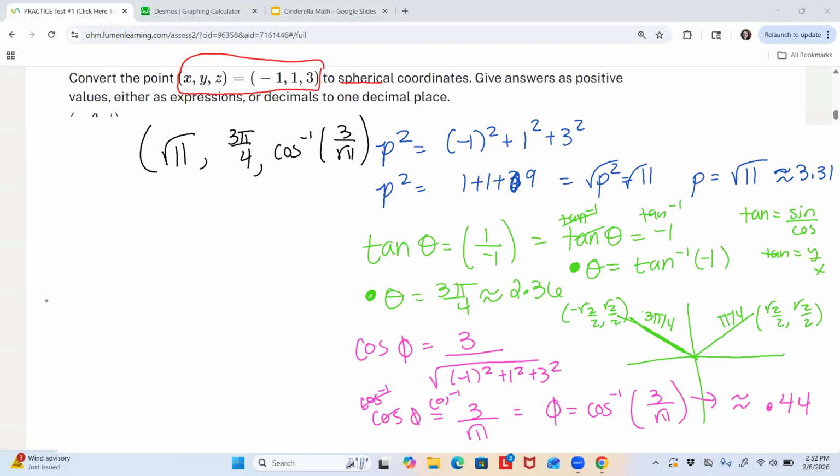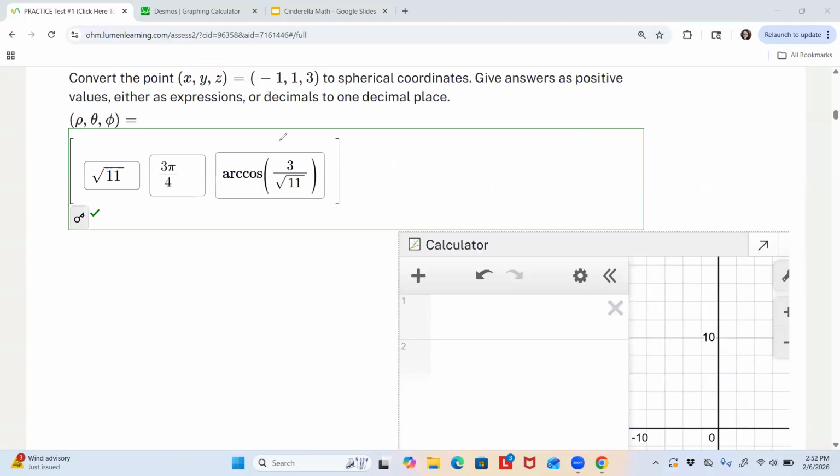Okay. And there it is. I put arc cos, but cos inverse would be fine. And I think on the button here, they have all the decimals. But it does say to one place, but I don't know. Anyway, number 3.